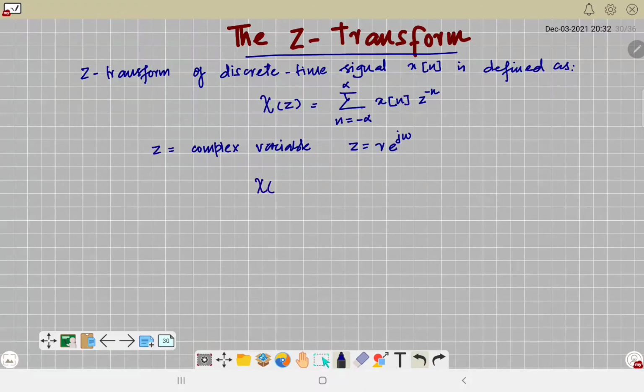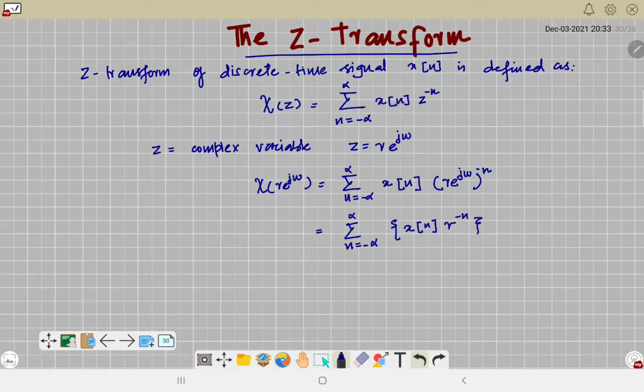So which means X of r e raised power j omega is equivalent to summation n runs from minus infinity to infinity x of n into r e raised power j omega n whole raised power minus n. If you rearrange the terms, it will be summation from minus infinity to plus infinity x of n, then we separate r raised power minus n, and outside we will have e raised power minus j omega n. Let's call it 1.